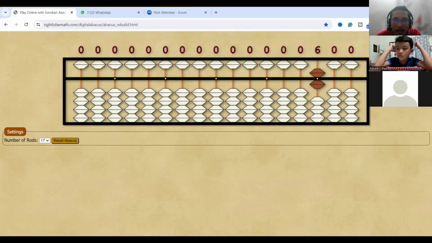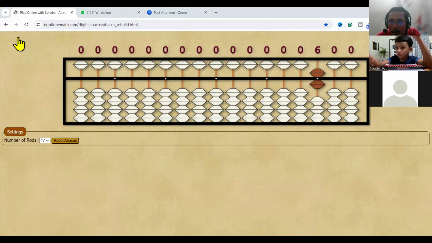See, the value of this bead is 5. And this is 1. So 5 and 1 becomes 6. 5 plus 1 is 6. Now how to represent 7? Can you try yourself? Yes. One more bead you have to move. This is 7.